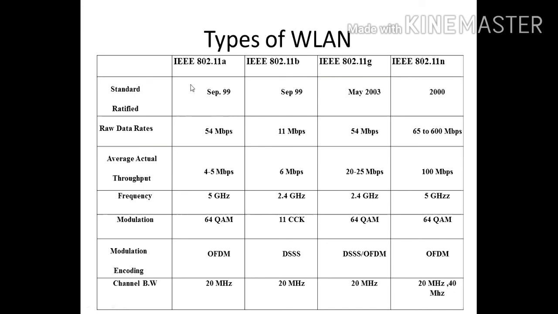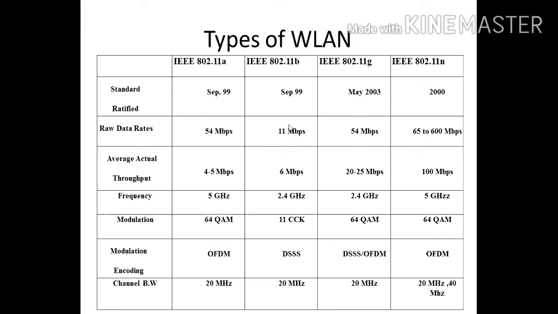The standards came in different years: this one came in 1999, this one in 2003, and this one in 2000. The raw data rate is the theoretical data rate. It gives you 54 Mbps of speed, and this one gives 11 Mbps, and this is called your Wi-Fi. This is called Wi-Fi 5 because it works on 5 GHz of unlicensed spectrum. This one works on 2.4 GHz of unlicensed spectrum.